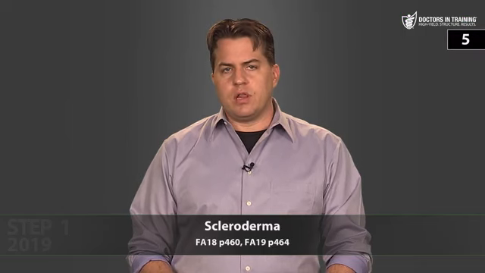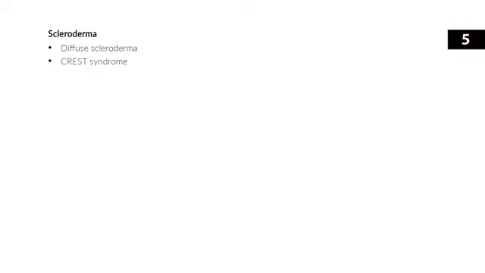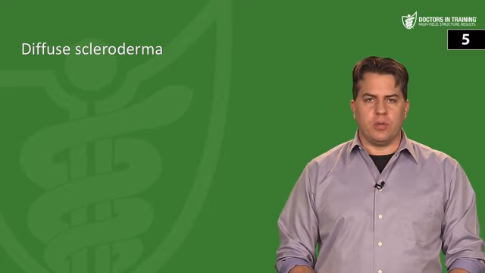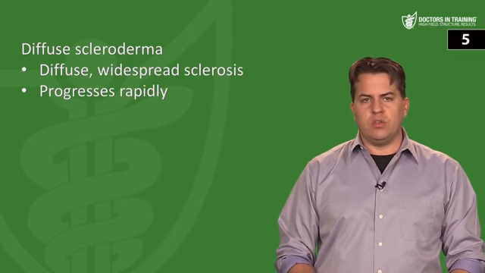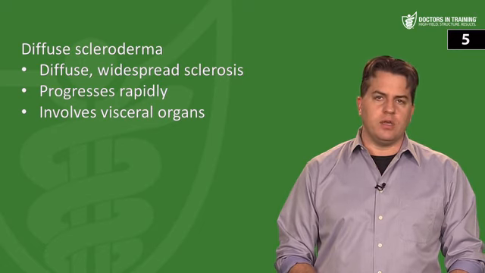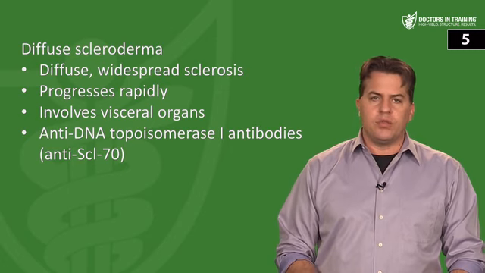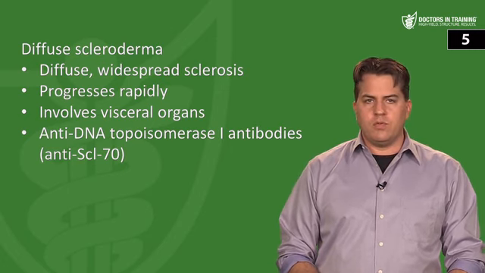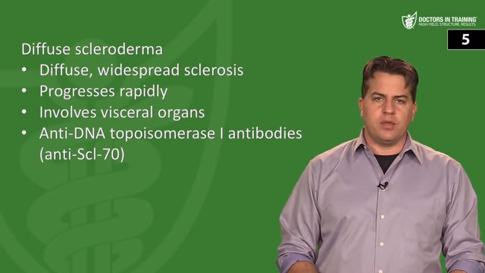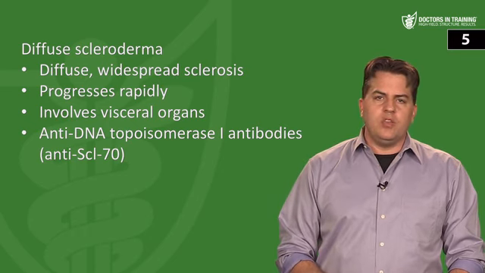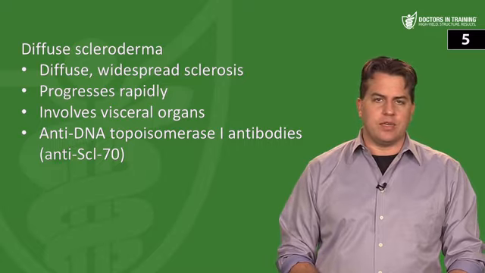There are two types of scleroderma that I want you to know for your test: diffuse scleroderma and CREST scleroderma. Diffuse scleroderma is characterized by diffuse widespread sclerosis, which progresses rapidly and tends to involve the visceral organs fairly early. And diffuse scleroderma is associated with antibodies against DNA topoisomerase 1. Another name for those antibodies is anti-SCL70 antibodies. SCL is for scleroderma. You need to remember both of those names, anti-DNA topoisomerase 1 antibodies and anti-SCL70.